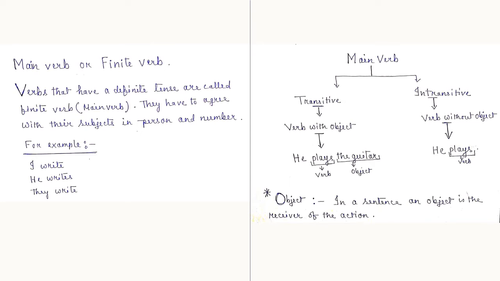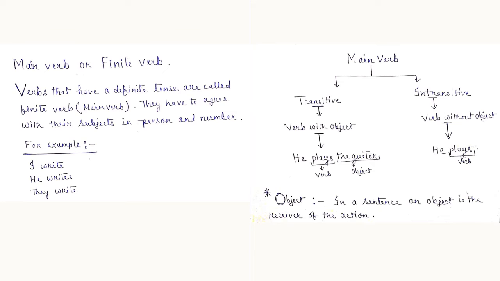For example, I write, but he writes. Why? I is first person, so the verb in present tense is the first form, write, but he is third person singular number, so the verb in present tense is writes. Now, this main verb can be transitive or intransitive.